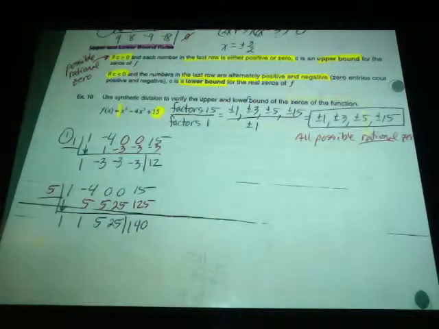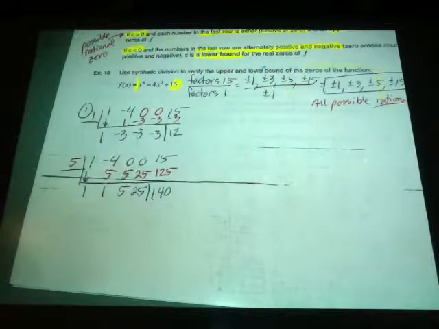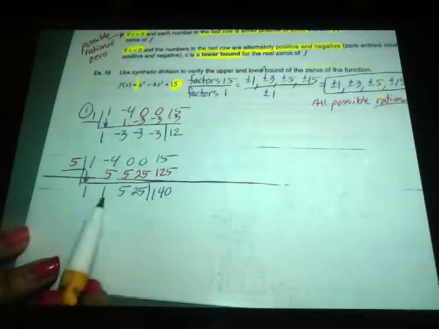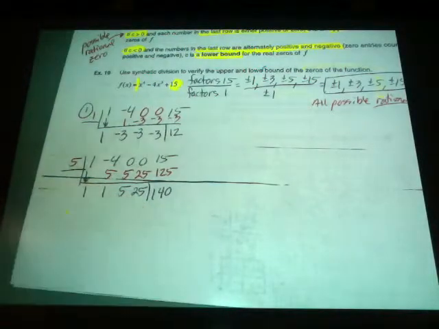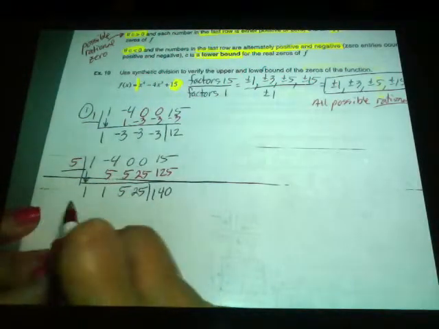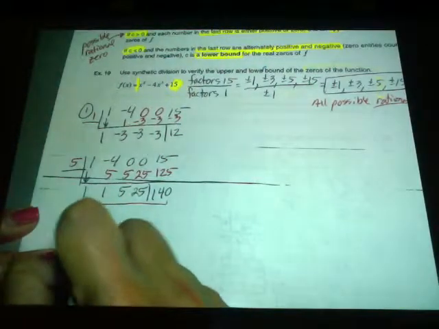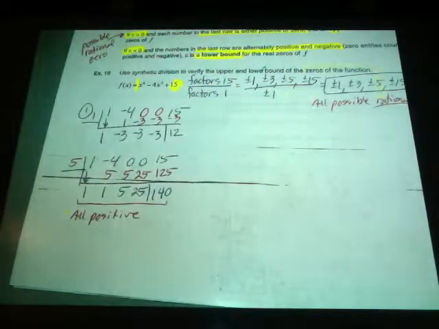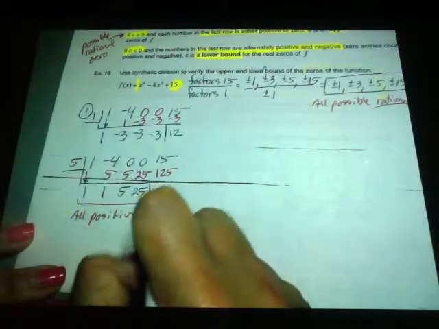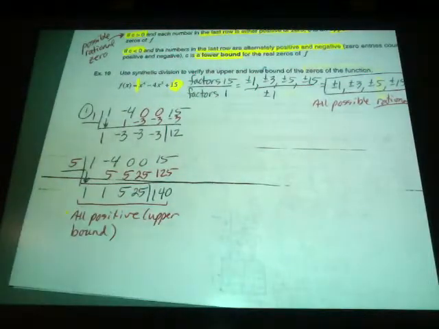So what happened? I don't have a 0 still, right? So what happened? Are they all positive? Okay. So I skipped 3 on purpose. I wanted you to notice that these are all positive, or 0. I don't have zeros, but they're all positive. That means that this is my upper bound. 5 is my upper bound.